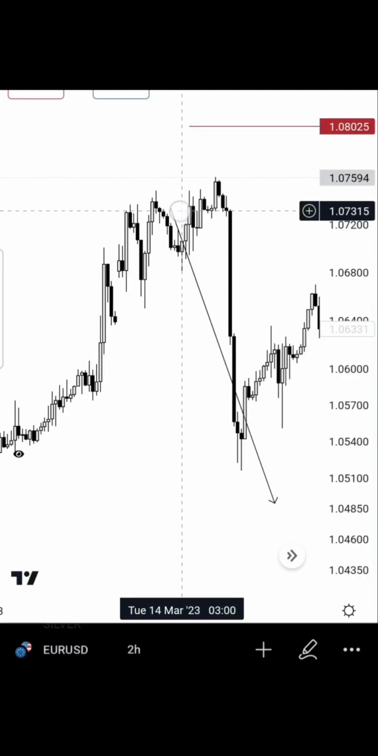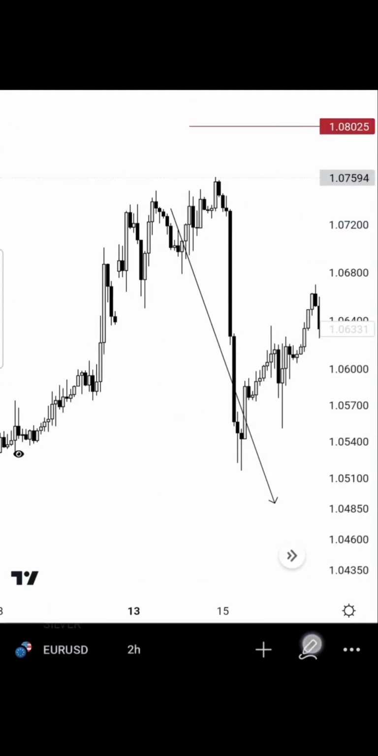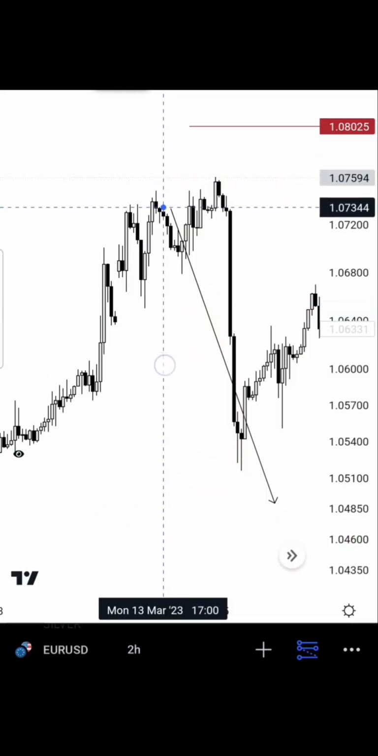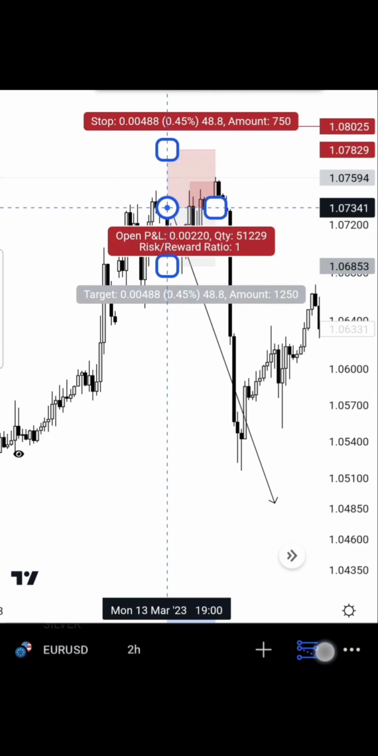So that was the idea. Over here, stop loss here, target here. And a bunch of you liked it. You guys liked this trade, huh?